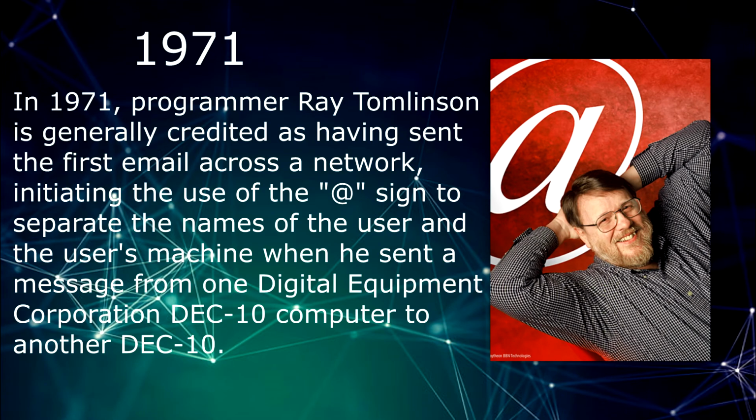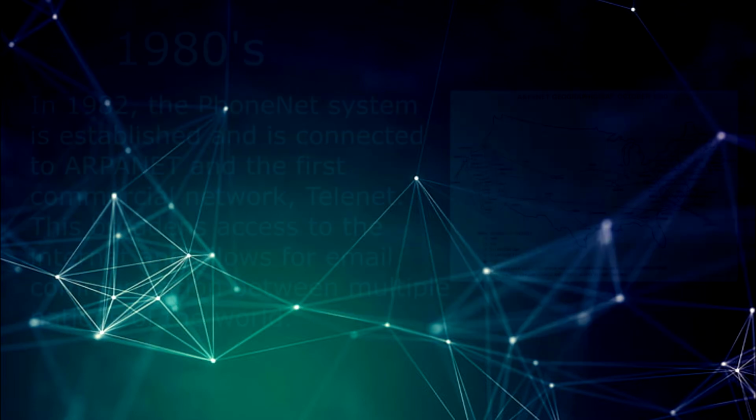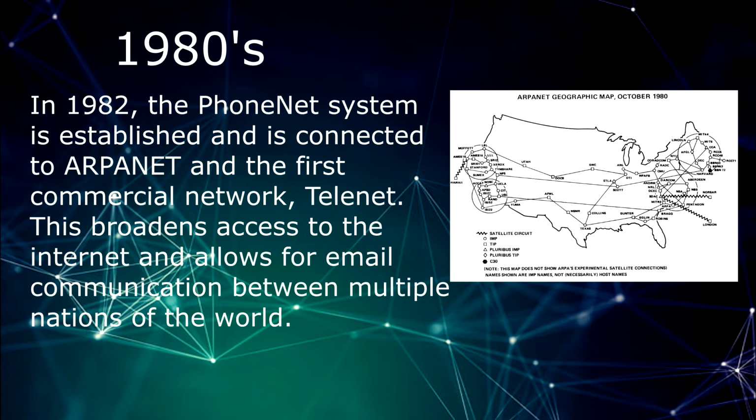In 1971, programmer Ray Tomlinson is generally credited as having sent the first email across a network, initiating the use of @ signs to separate the names of the user and the user's machine when he sent a message from one Digital Equipment Corporation DEC-10 computer to another DEC-10. In 1982, the PhoneNet system is established and is connected to ARPANET and the first commercial network, Telenet. This broadens access to the Internet and allows for email communication between multiple nations of the world.